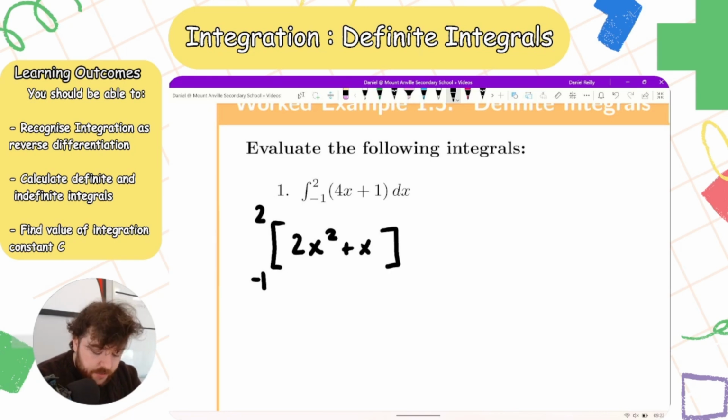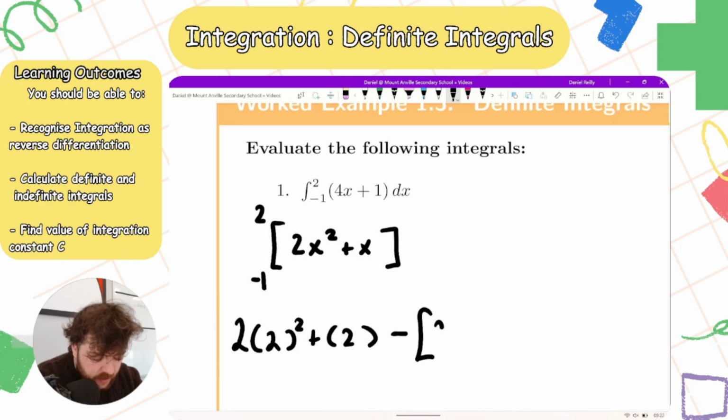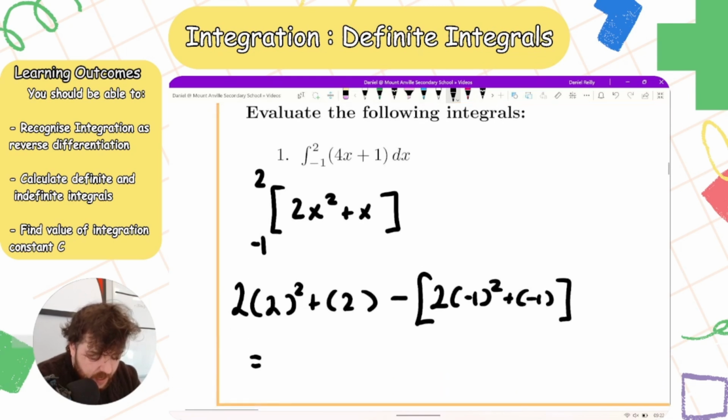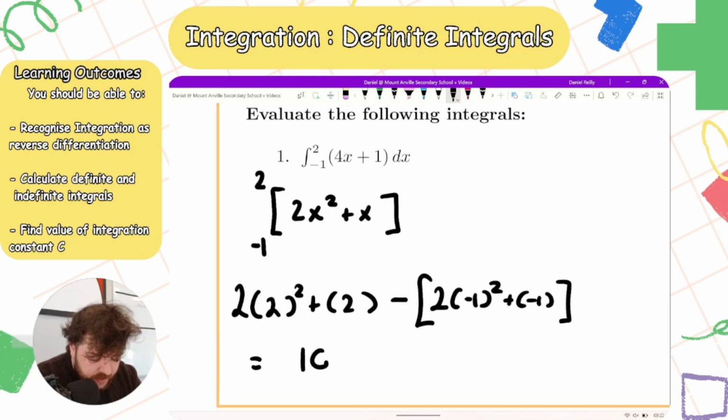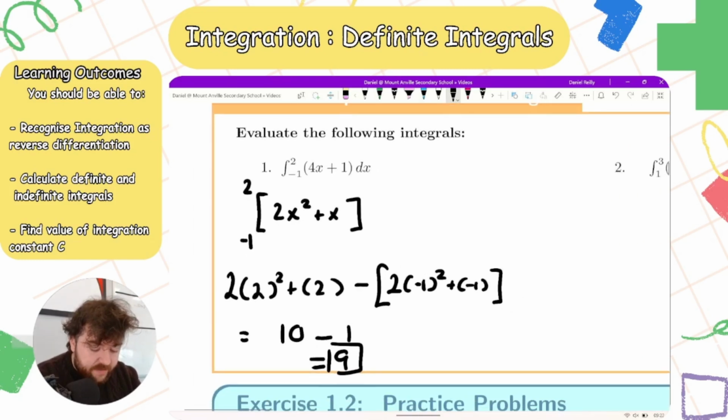Now I sub in 2. So it'll be 2 times 2 squared plus 2. And then I subtract when I sub in minus 1: 2 times minus 1 squared plus minus 1. That would be 8 plus 2, which is 10, minus 2 times 1 minus 1. So 2 times 1 is 2, minus 1 is 1. So I'll be subtracting 1 here. So the answer then is 9.